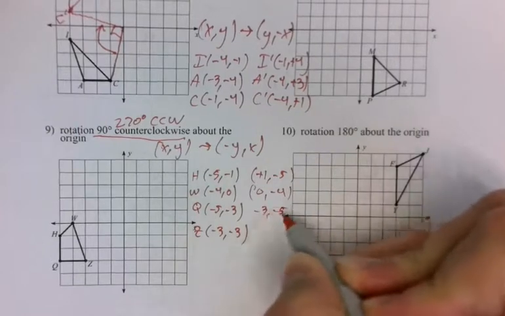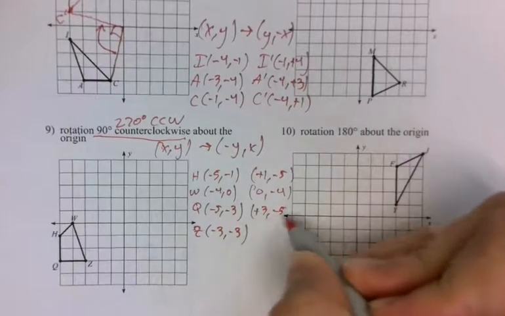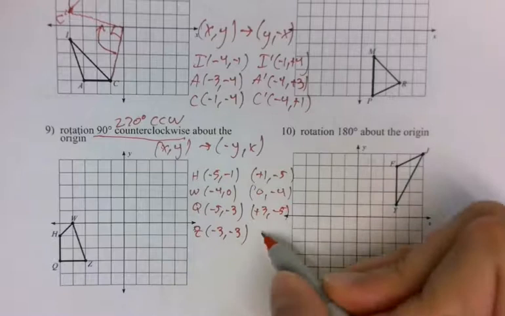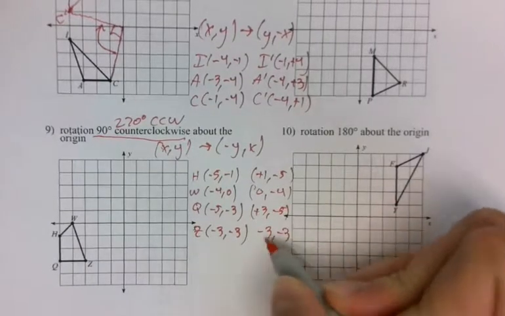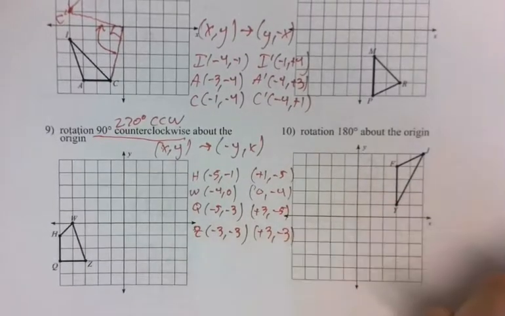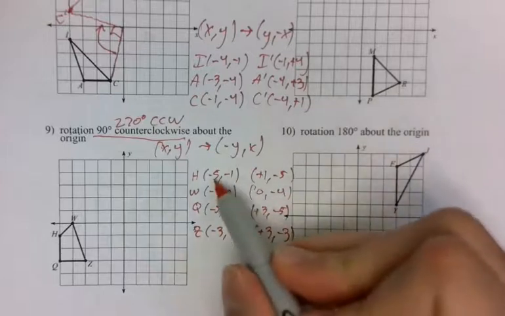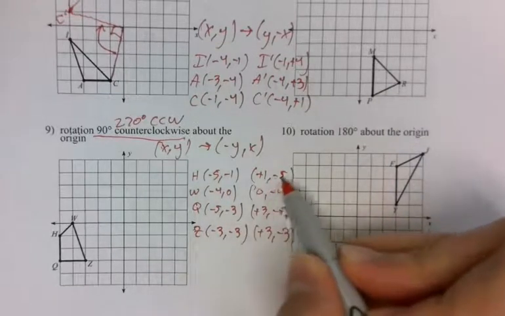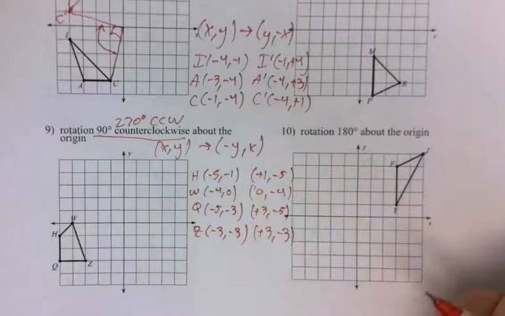So again, I'm flipping them and then changing that sign. Negative 3, negative 3, when I flip them, same thing. Then I change that sign. Okay, I'm going a little bit quick, but again, you flip, and then once you flip it, change that sign. That's basically the gist of it.